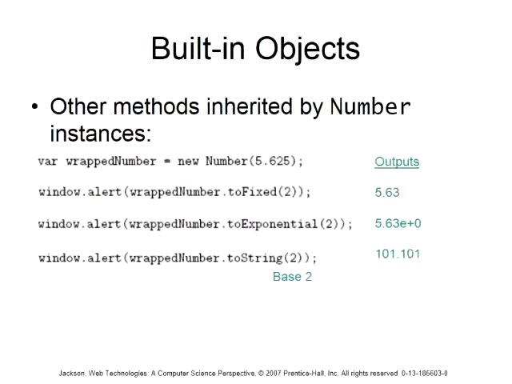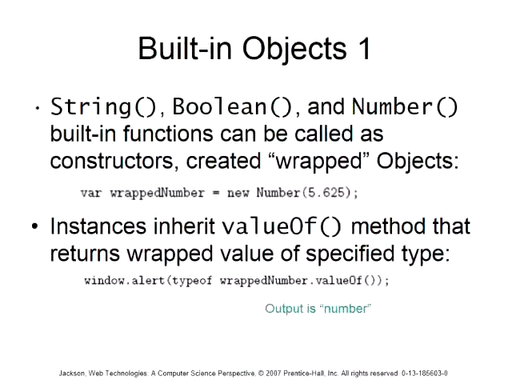Let's move now to built-in objects. So the String, Boolean, and Number built-in functions can be called as constructors to create wrapped objects. So what's the meaning of wrapped object?